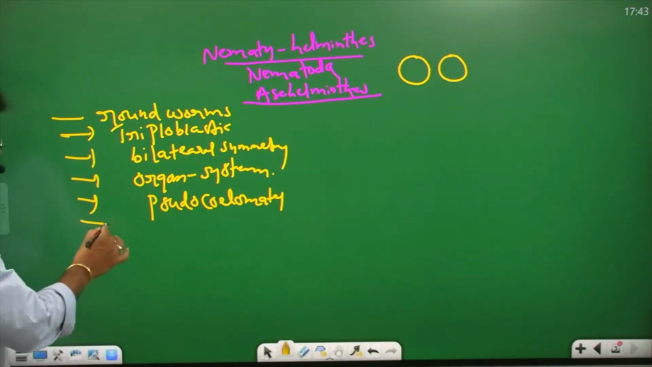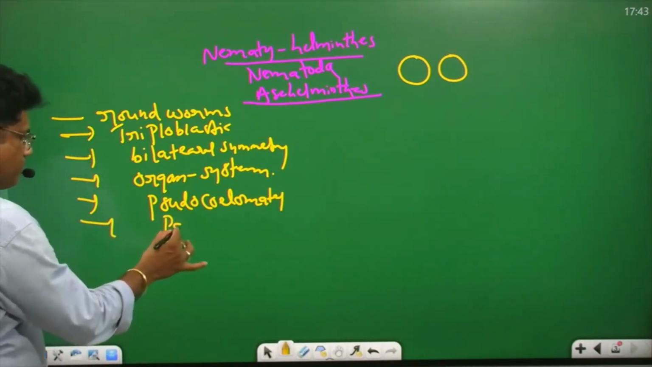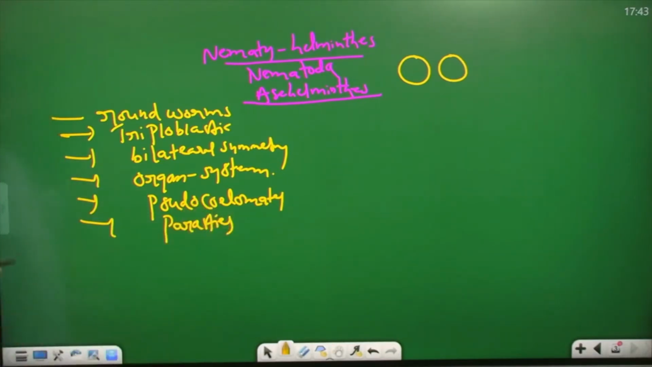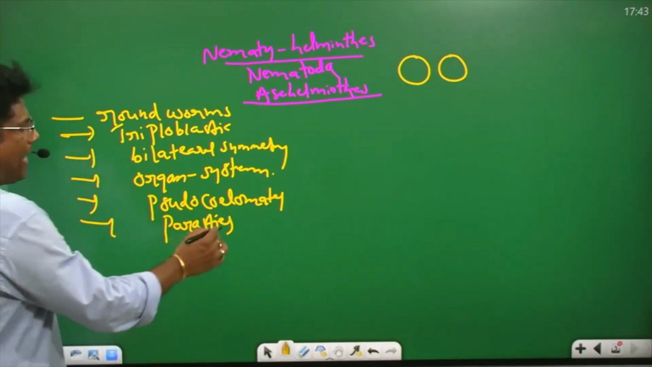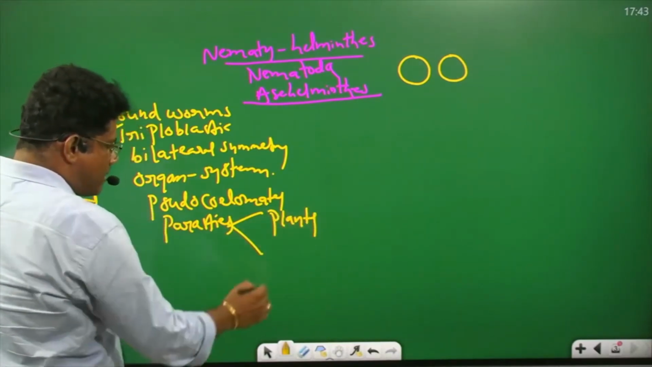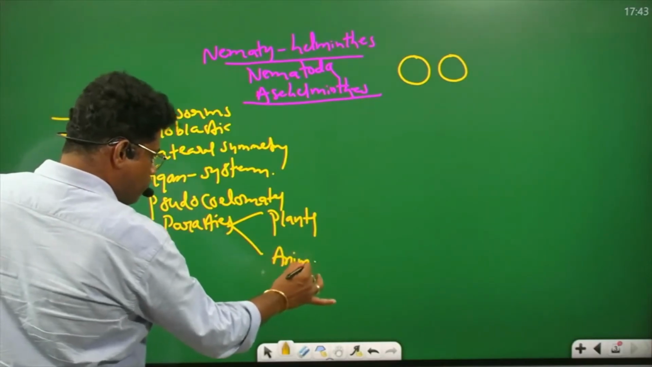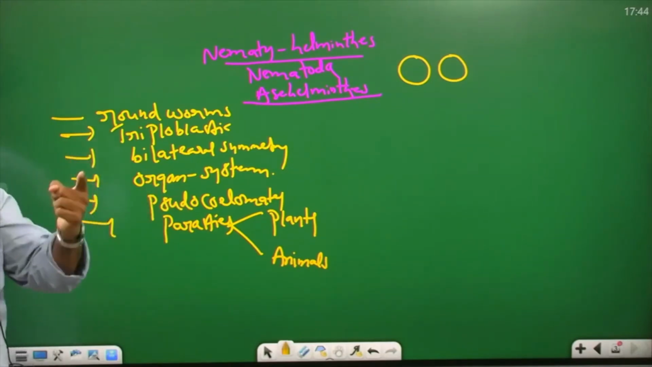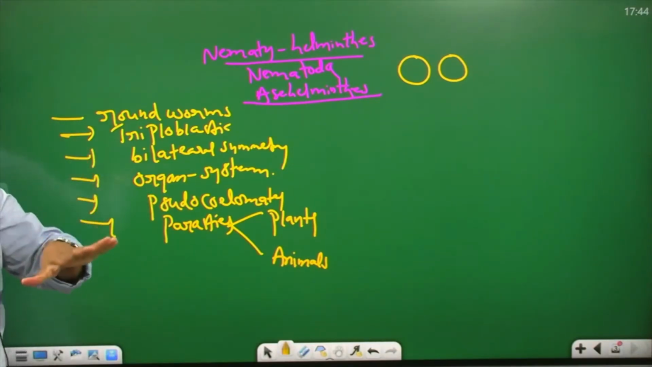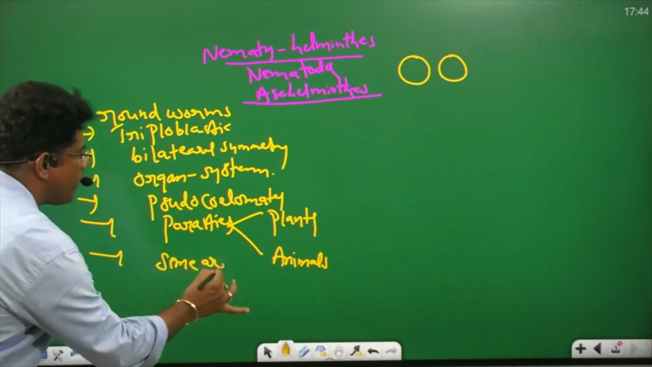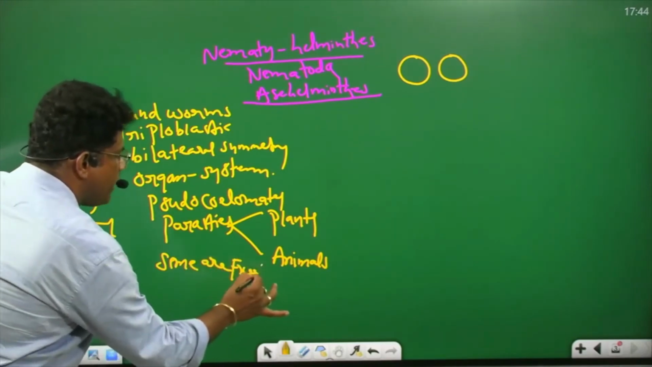They are mostly parasites. Most of the nematohelminthes are parasites. They show parasitism on plants and animals. Some are free living.